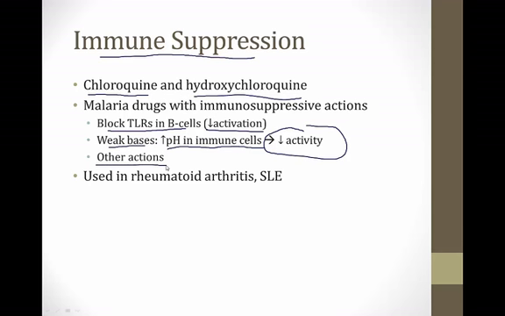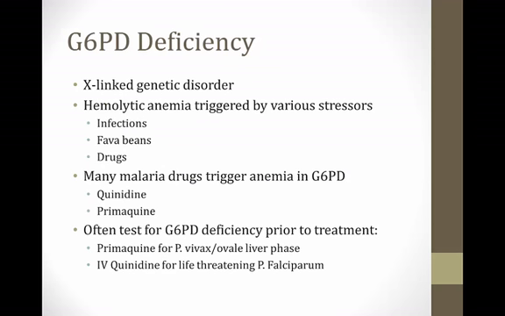So you will see many patients on these drugs, particularly on hydroxychloroquine. It also goes by the name Plaquenil, and you will see patients taking that for rheumatoid arthritis and sometimes for lupus. The last thing I want to mention in this module is glucose-6-phosphate dehydrogenase, or G6PD, deficiency.